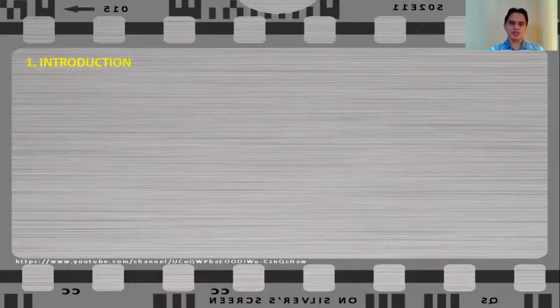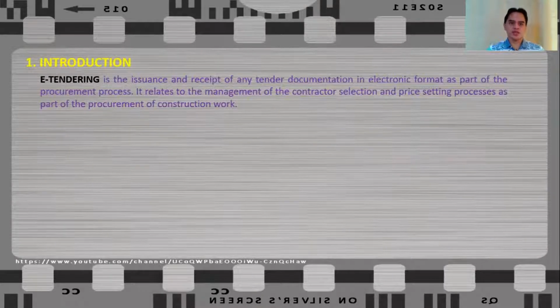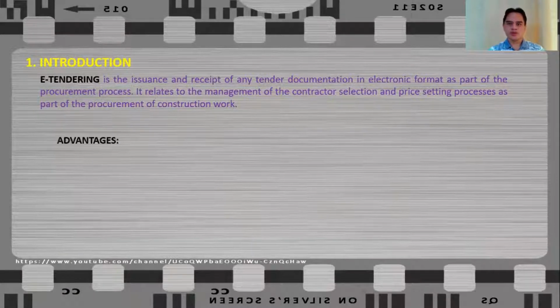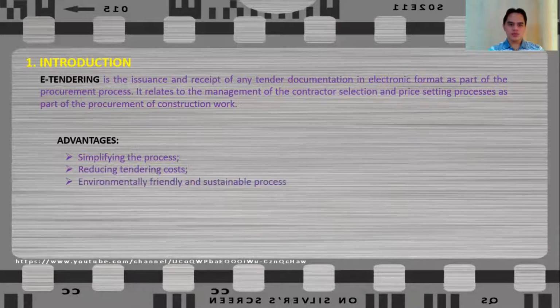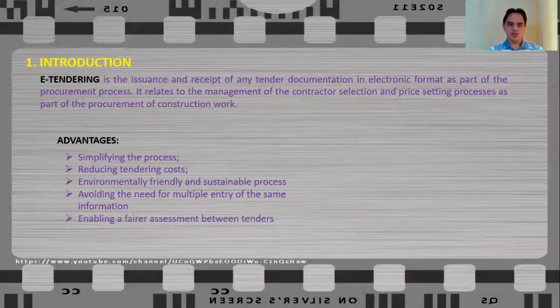Now, what is e-tendering? E-tendering is defined as the issuance and receipt of any tender documentation in electronic format as part of the procurement process. It relates to the management of the contractor selection and price-setting process as part of the procurement of construction work. There are advantages for e-tendering, and these are simplifying the process, reducing the tendering cost, environmentally friendly and sustainable process, avoiding the need for multiple entry of the same information, and enabling a fairer assessment between tenders.